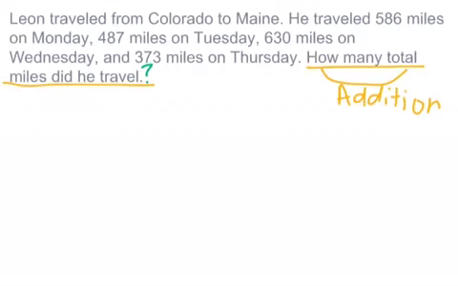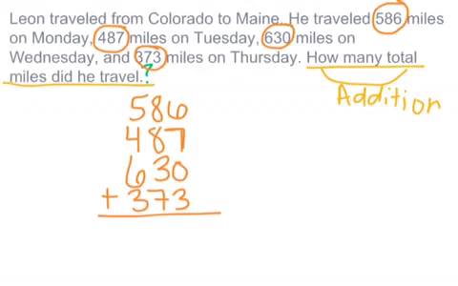And if I look back at my problem, it looks like it wants me to add up how many miles he has traveled. So on Monday, he traveled 586. On Tuesday, he traveled 487. On Wednesday, he traveled 630. And on Thursday, 373, excuse me. So I would add those up. Alright, so we're going to add all those numbers up.